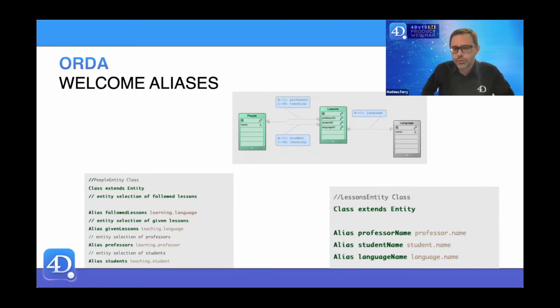It's important to remember that both concepts, computed attributes and aliases, can return simple values, but they can also return an entity or an entity selection. It's very, very useful.